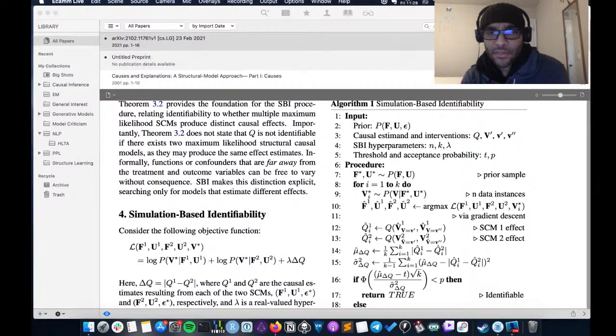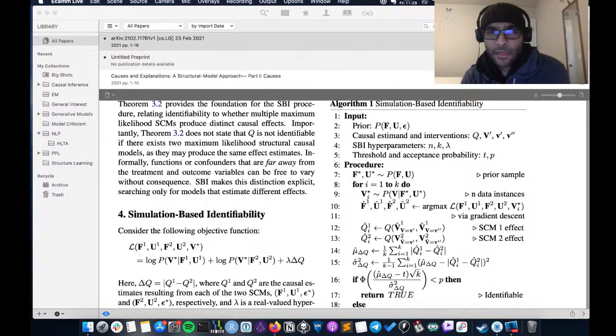Got some hyperparameters. We simulate f and U. Okay, and then we loop simulating some variables. That must be like the number of variables there. We're maximizing some kind of likelihood. This must be 2. So where this indexing came from. Where did F1 and F2 come from?